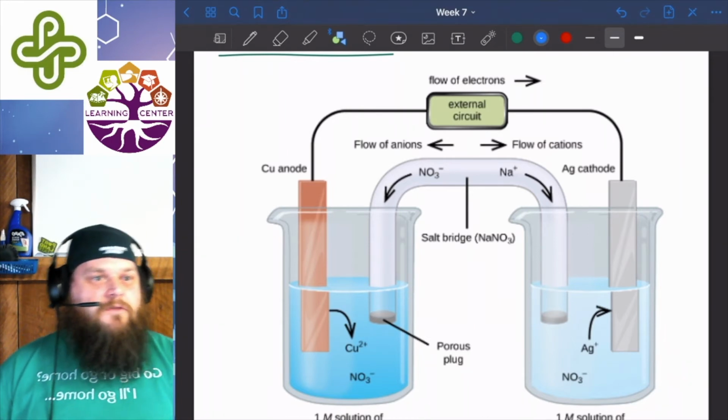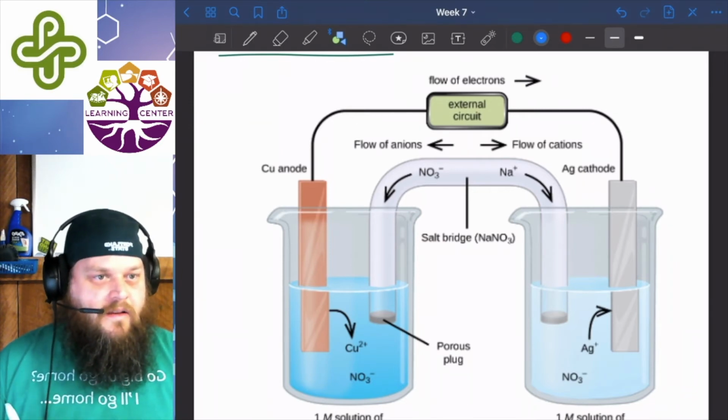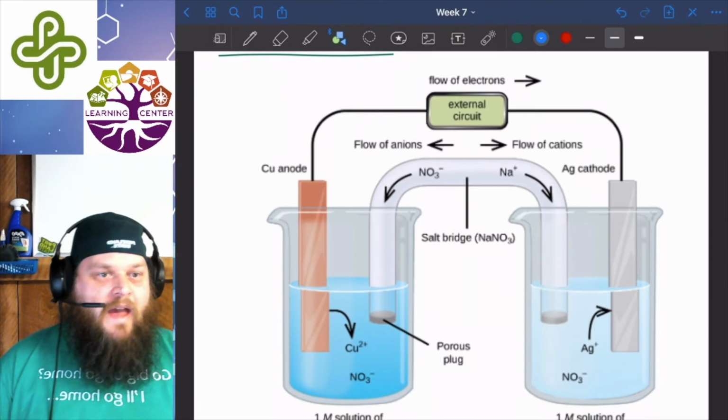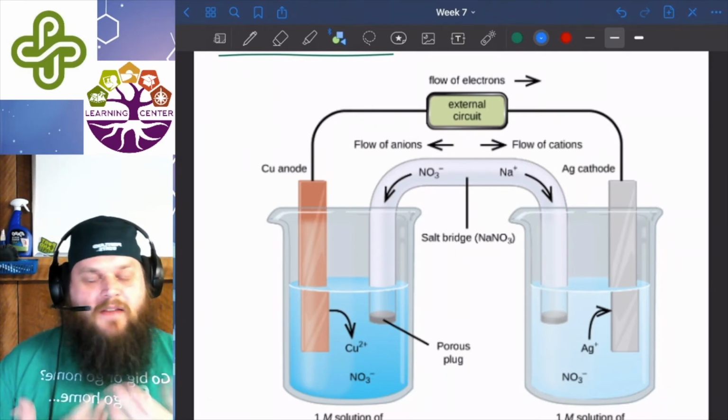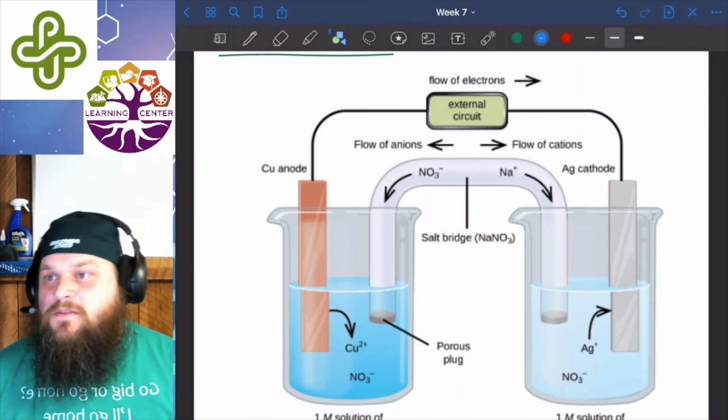And this electrical current is essentially the flow of electrons from one side to the other. And they happen because of this transfer of electrons in this redox reaction, the spontaneous flow of this. It only happens in spontaneous redox reactions.